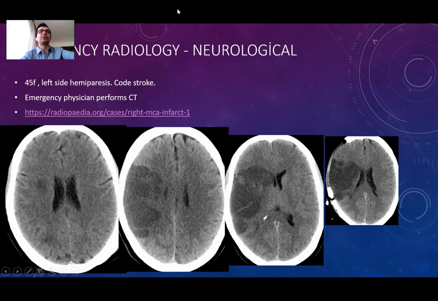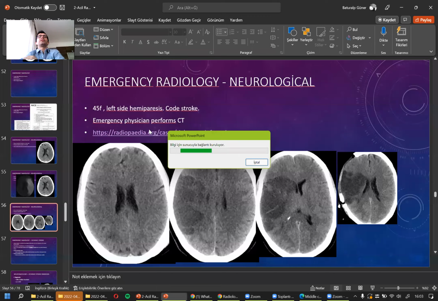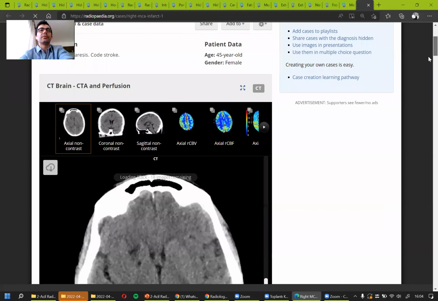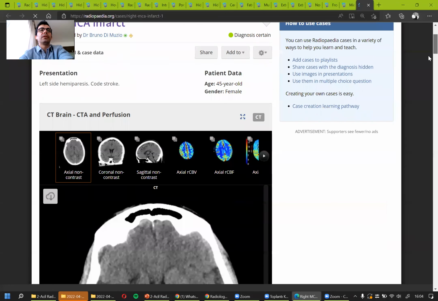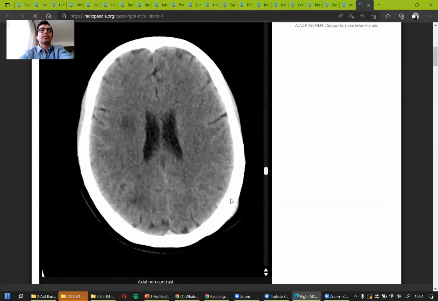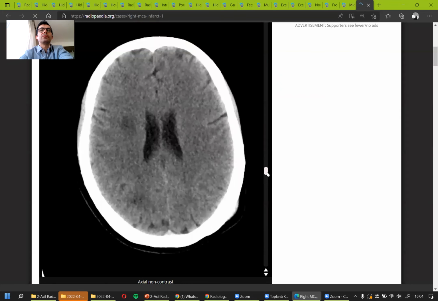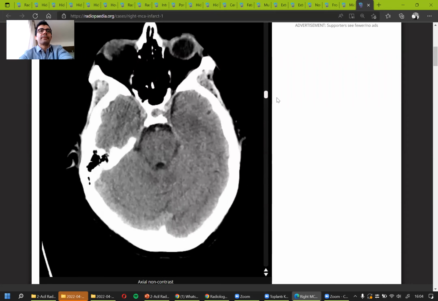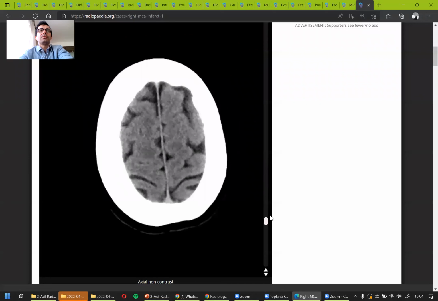So I will look at another patient with another ischemic infarct. It will be a little explanatory for you. That's the reason why. So another patient with left side hemiparesis, then we are giving a code stroke, and the hospital obviously has a CT scanner at hand, and they perform the CT scan. So I'm looking at the CT now.